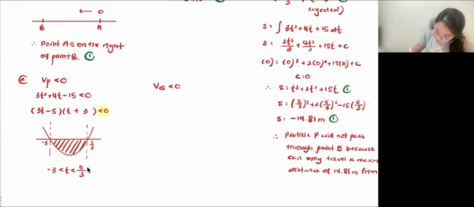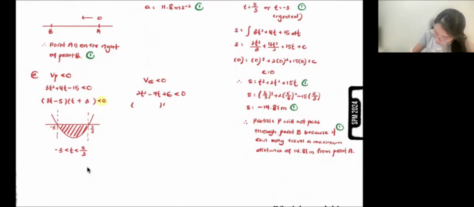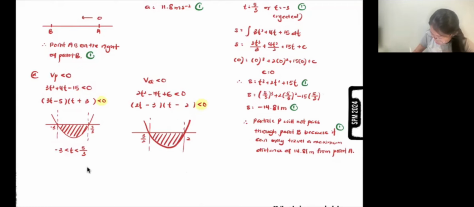Okay, hold on. Then Q. Q is 2t squared minus 7t plus 6 lesser than 0. Same thing, you factorize: 2t times t. 6 is 3 times 2. Negative, negative, positive. Same thing, inequality, we need to use the graph. Smiley face. And then the smaller root is 3 over 2. The bigger root is 2. Same thing, lesser than 0, in between 3 over 2 and 2.